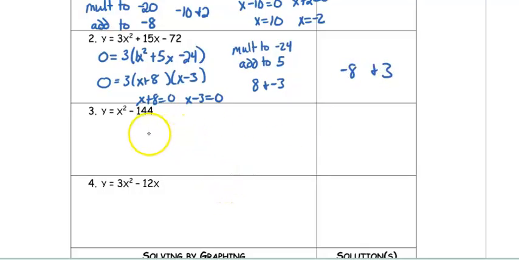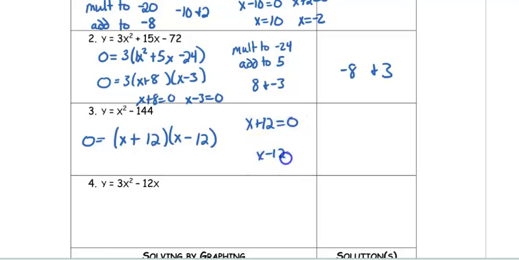On number 3, x squared minus 144, that is difference of squares. So you're going to square root the x squared, you get x. You're going to square root the 144, you get 12. And then 1 is plus and 1 is minus. And when you set each of those factors equal to 0, you're going to get 12 and negative 12.